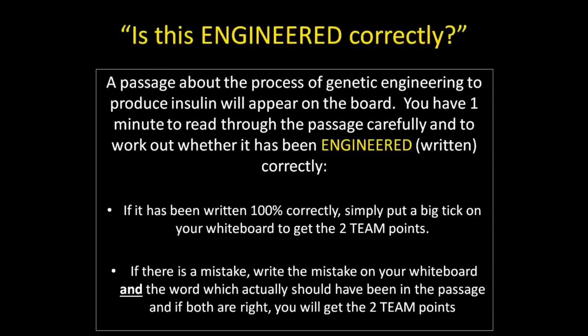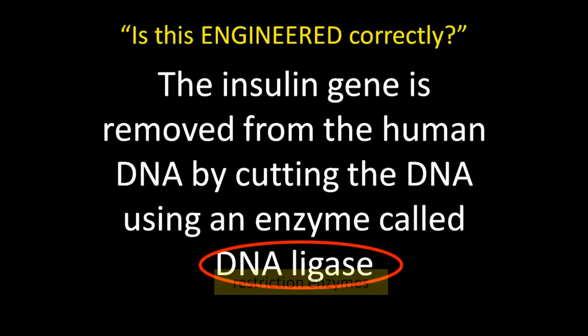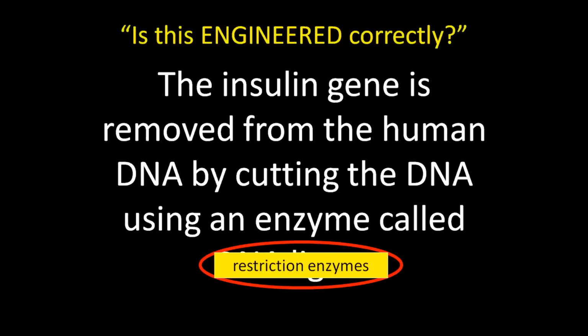Let's start. The insulin gene is removed from the DNA by cutting the DNA using an enzyme called DNA ligase. So DNA ligase is the incorrect word and we will replace it with restriction enzymes. You can pause the video to read the sentence again.